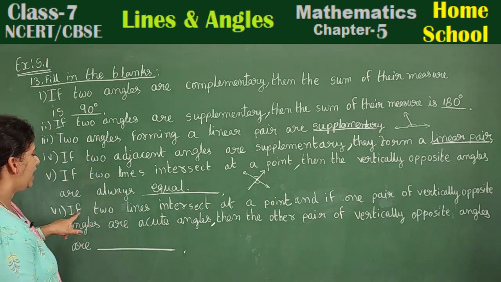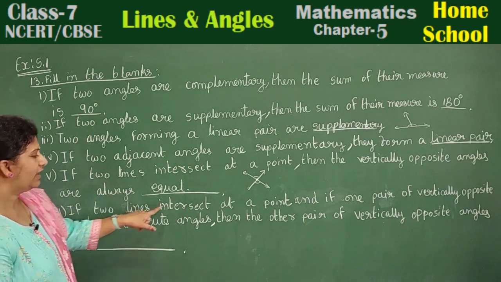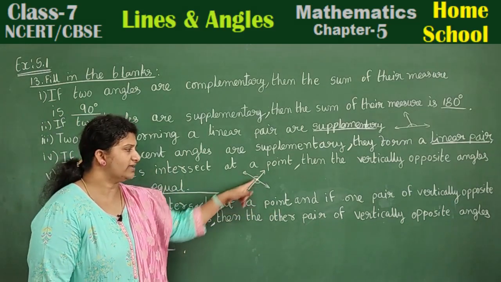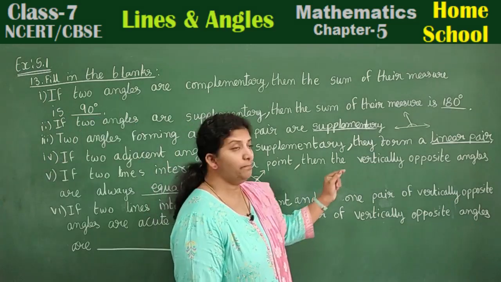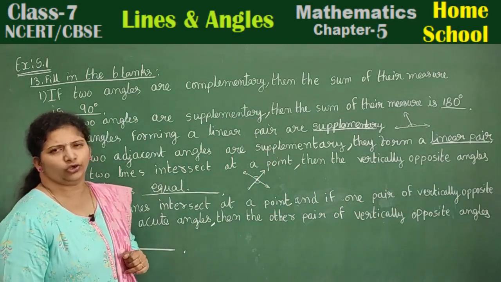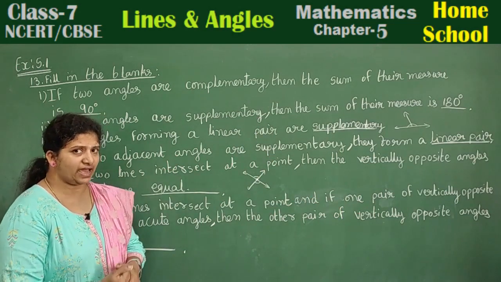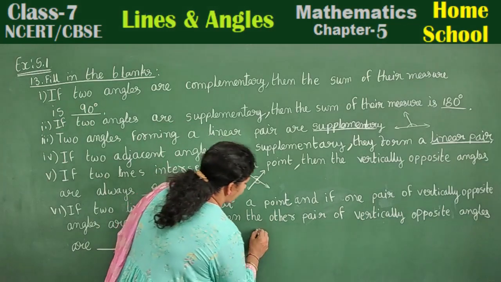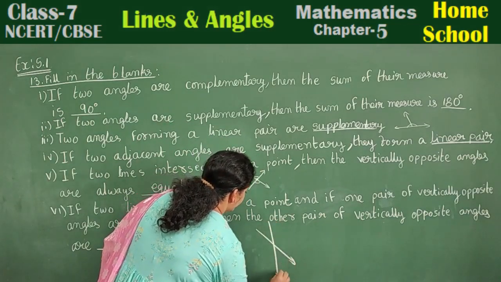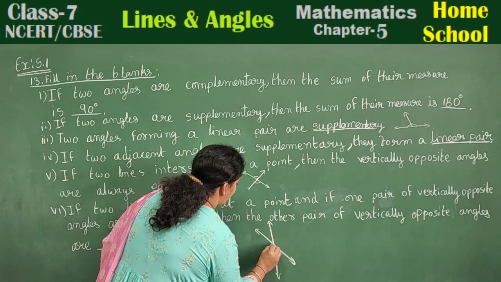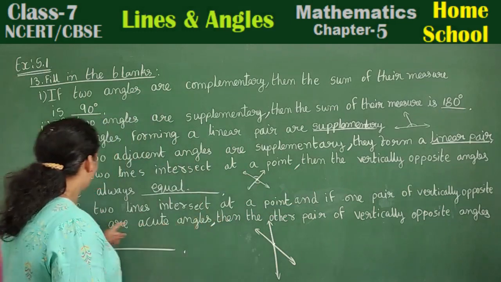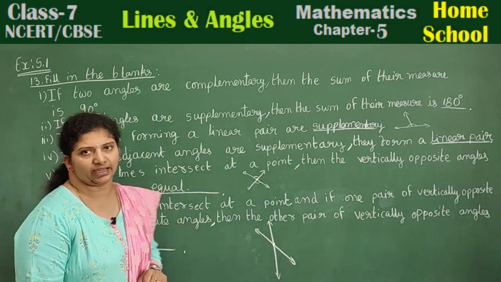Sixth one, if two lines intersect at a point, one pair of vertically opposite angles are acute. Acute means what, children? Less than 90. So imagine here two lines have intersected at a point. And if one pair of vertically opposite angles are acute angles.